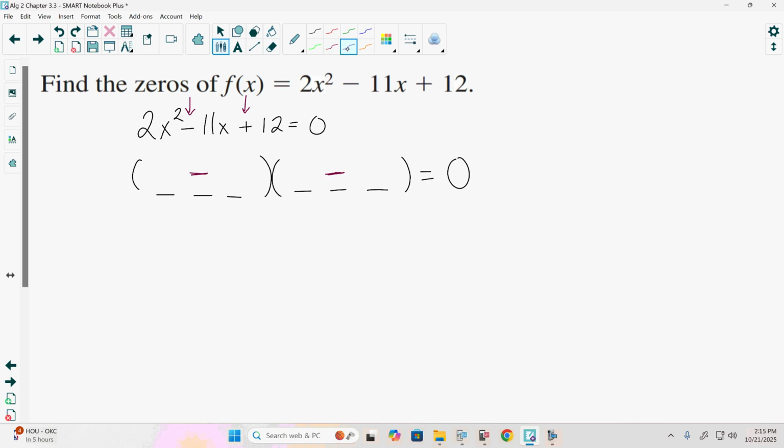So negative and negative. Now we need to find the factors of 2x squared. Well, the factors of x squared are x and x. That's the only factors of x squared. Factors of 2 are 1 and 2. Are there any others? No. Where do we want to put the 2? With the first x or the second x? First x.